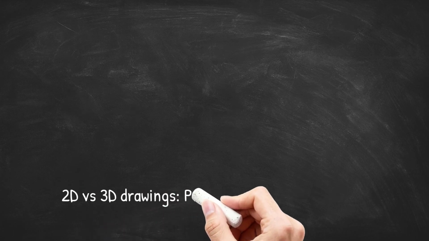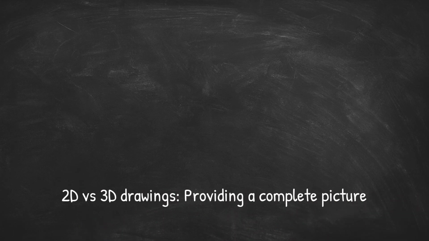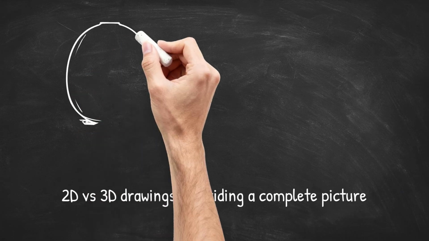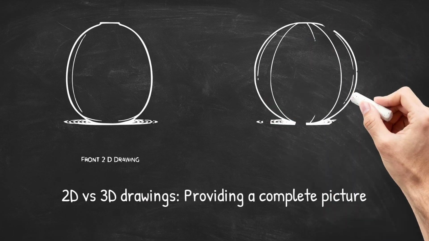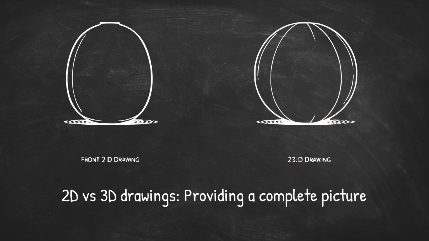We also work with 2D and 3D drawings. A 2D drawing shows the front, top, or side of an object with exact measurements. A 3D drawing adds width, making the object look alive and realistic. Designers use both because they provide a complete picture of the idea.